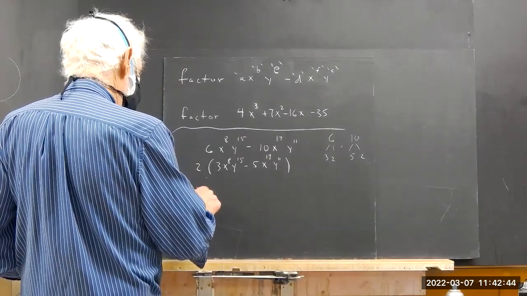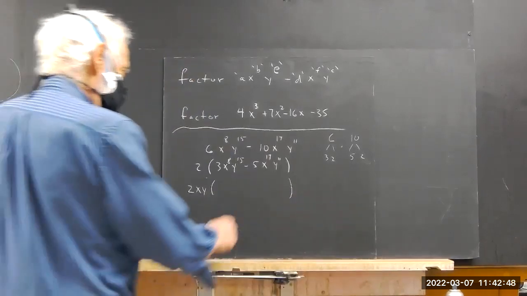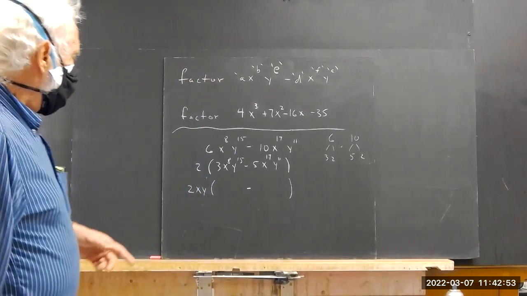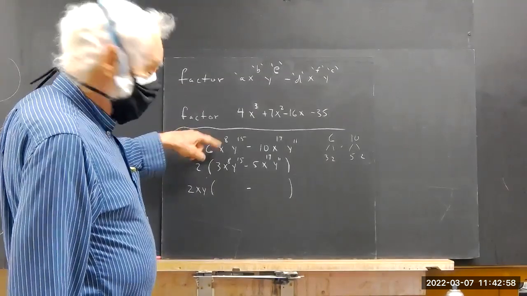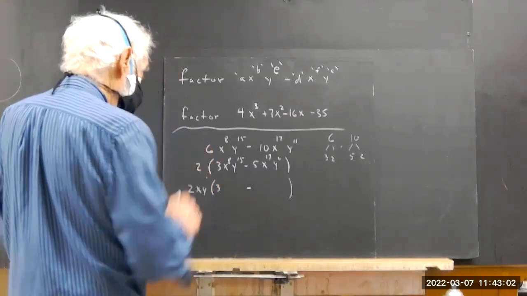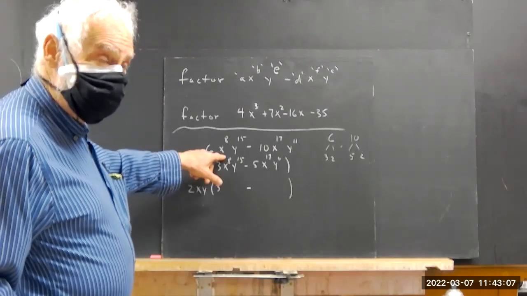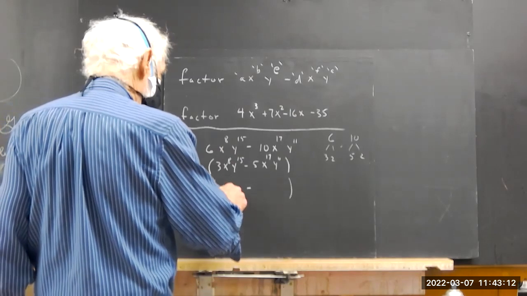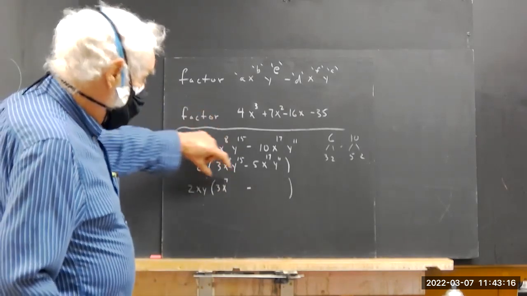Let's get adventurous. So I could do 2xy times a couple of things. I know this is going to be minus, okay? What would I multiply 2xy by in order to get this? Well, I'd have to have a 3 because I need 6. 2 times 3 gives me 6. Now, x times what gives me x to the 8th? Well, x times x to the 7th gives me x to the 8th. So if I have x to the 7th here, I'm going to get my x to the 8th when I multiply through.